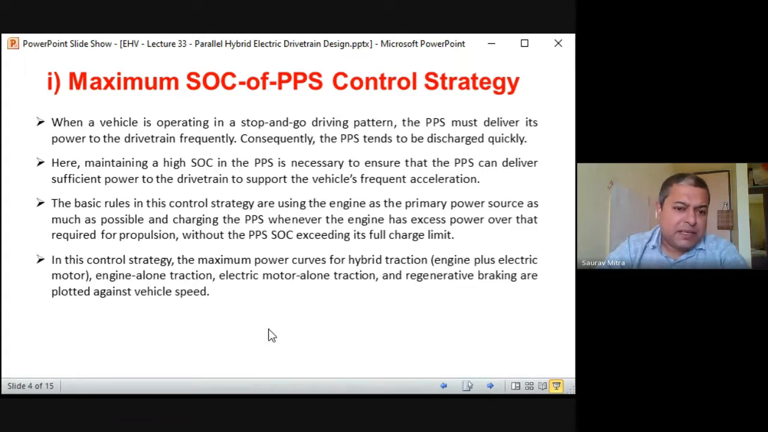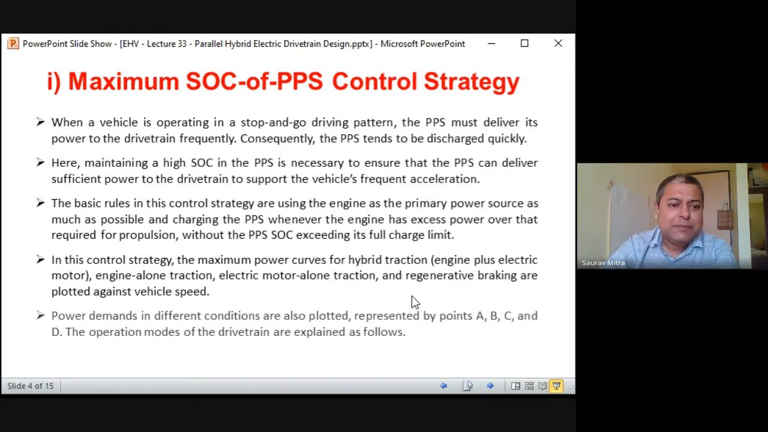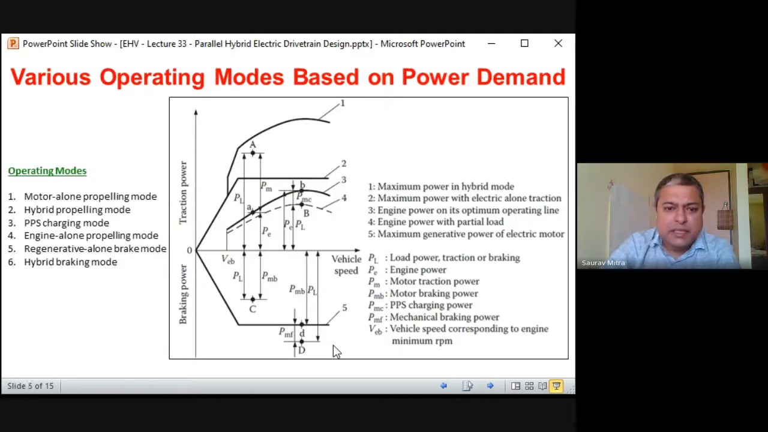So the main control strategy in parallel hybrid is hybrid action, that is engine and motor together, engine alone, motor alone, and regenerative braking. And in braking, there are actually 2 types. One is regenerative braking, that is only electrical braking, and one is extreme braking, that is electric and mechanical braking together. So we have seen that during series hybrid. All this we will see after this slide. So power demands in different conditions are also plotted in the next graph.